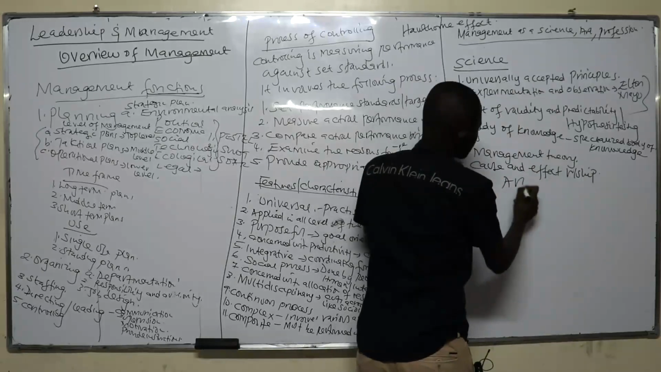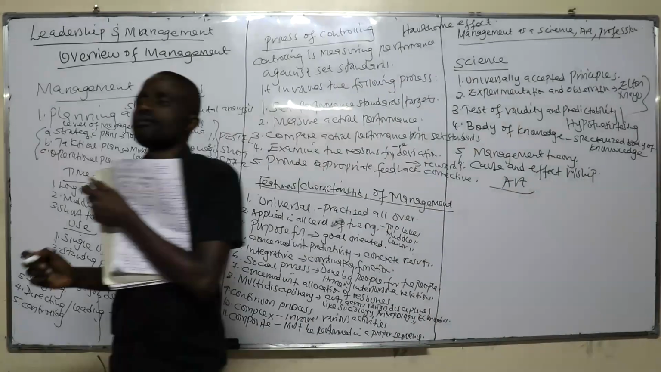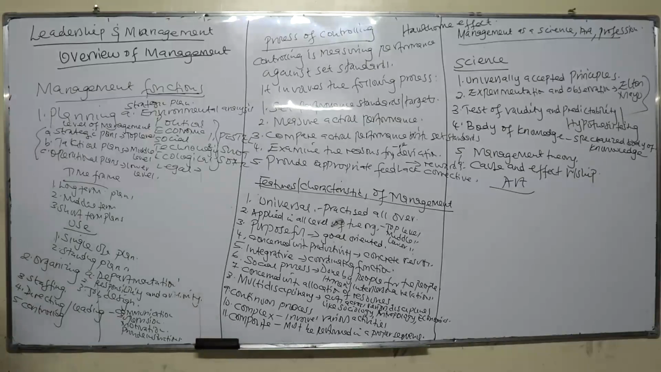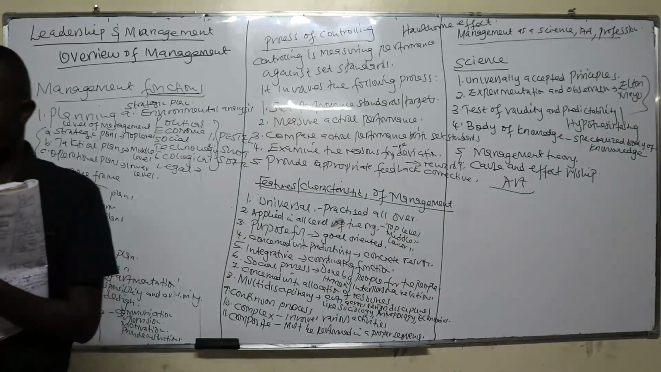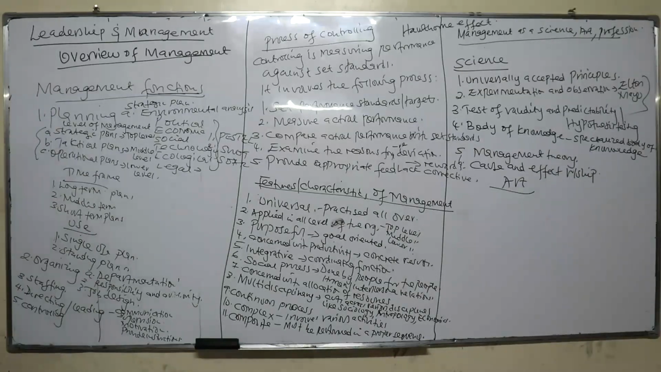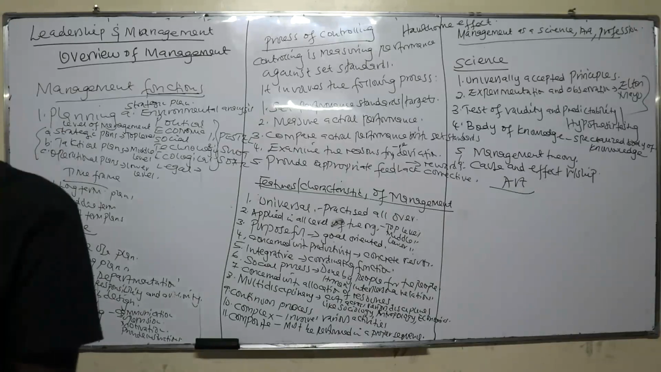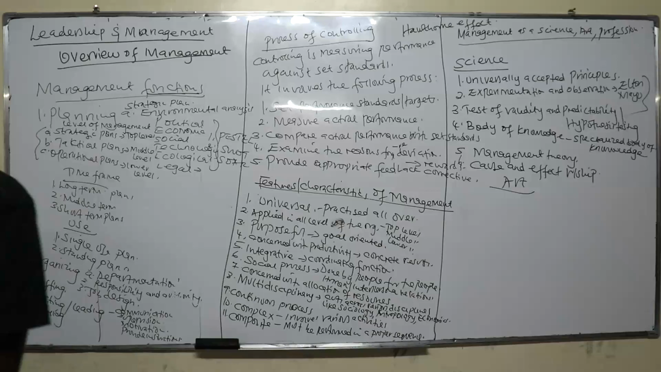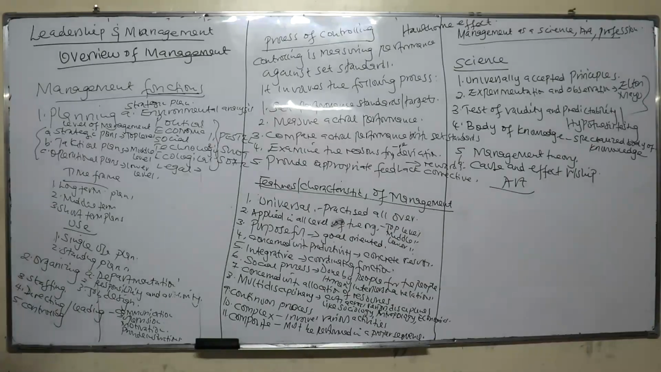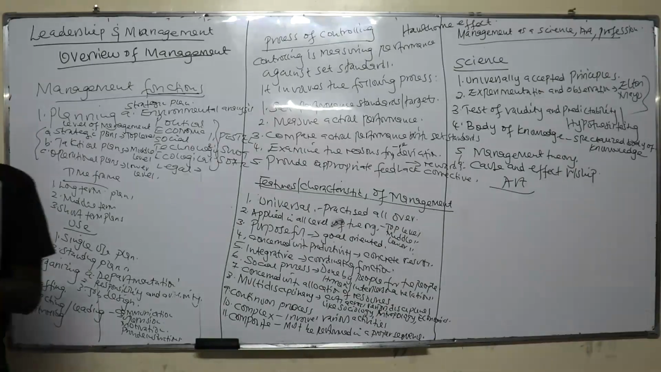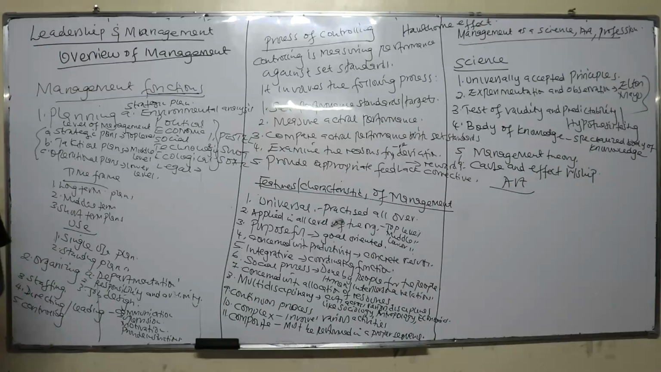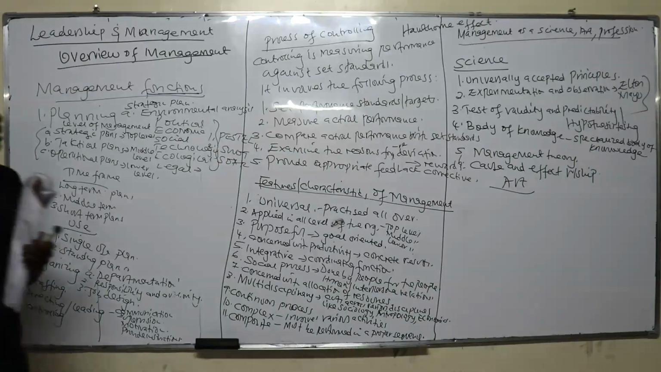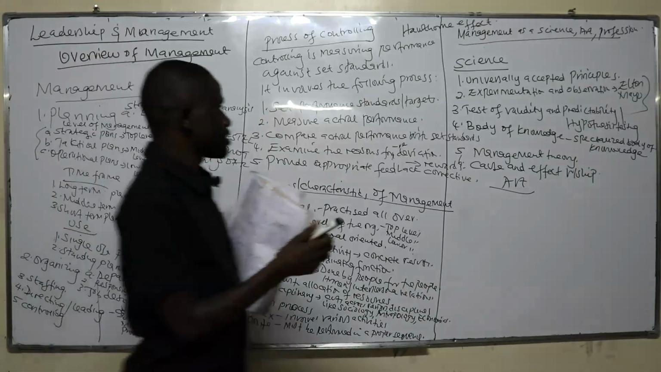Then let's look at what makes management an art. So you need to put this on your fingertips. That's part of learning. Once you have them on your fingertips, then you are able to give an explanation to each of it: universally accepted principles, body of knowledge, experimentation and observation, then test of validity and predictability, cause and effect relationship, among others.